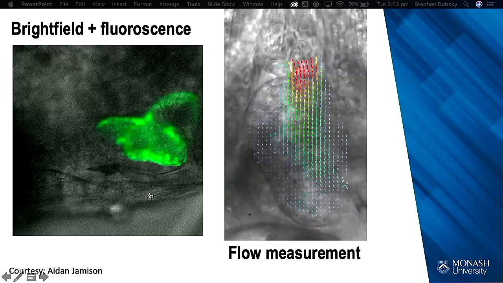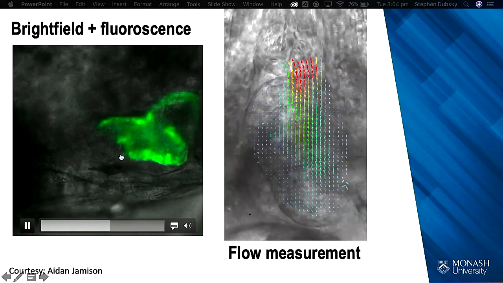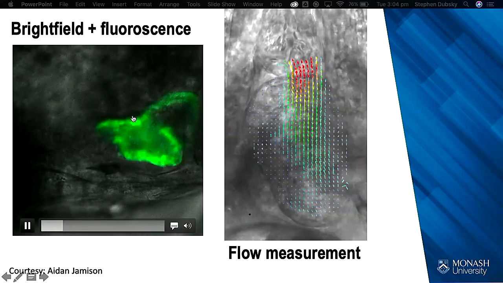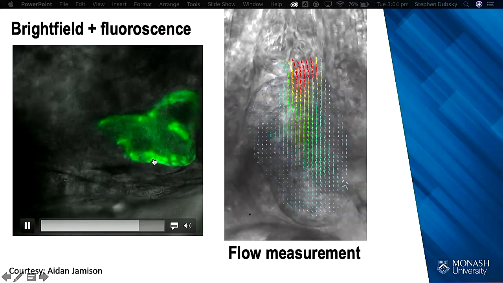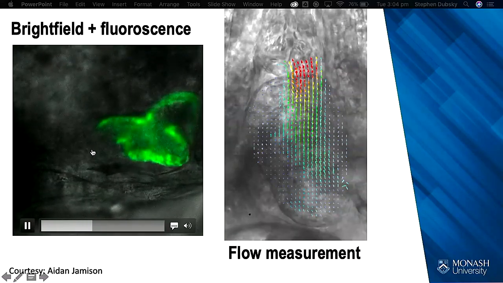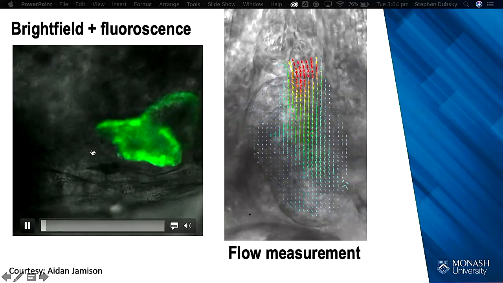So what can we do with images like this? Well, this is what I was talking about before, where we might want to combine a bright field and a fluorescence image so that we can see where our fluorescence is coming from within the greater anatomy. So you can see that? Yeah, so this is the heart wall fluorescing, and that's overlaid with the bright field image. And what we can do with images like this is do some further post-processing, which gives us some quantitative data about what's happening in there.